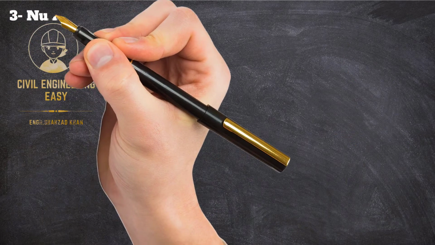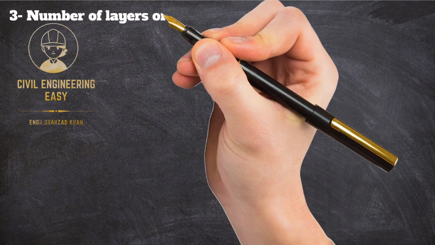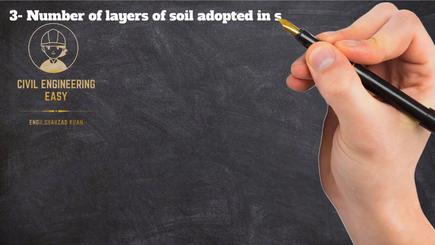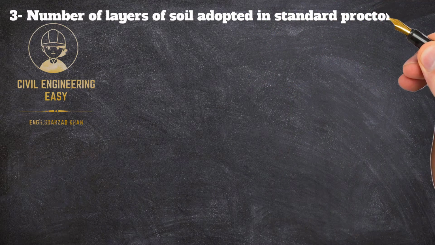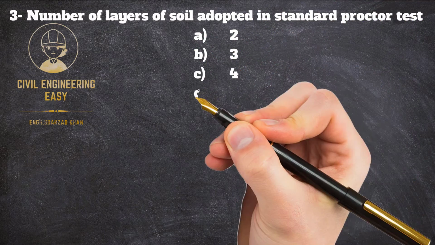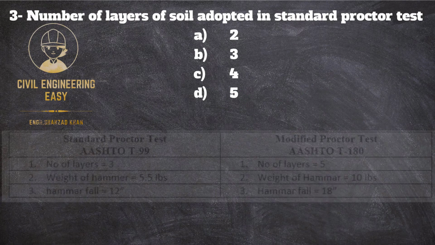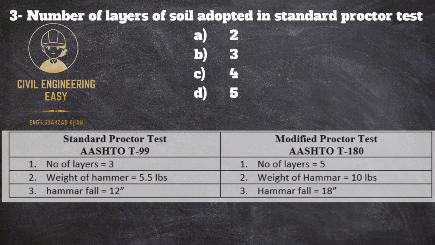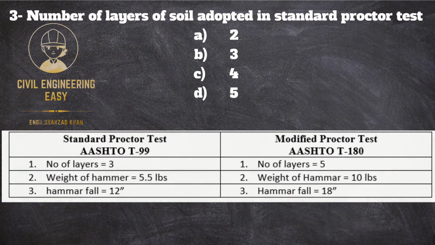In MCQ number 3, it is given that the number of layers of soil adopted in the standard proctor test is: option A, 2; option B, 3; option C, 4; and option D, 5. The following table shows the comparison of the standard proctor test and modified proctor test. The number of layers to be compacted in the standard proctor test is 3, while in the modified proctor test it is 5.